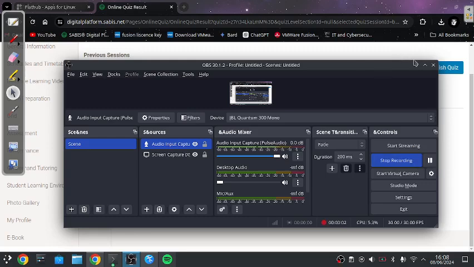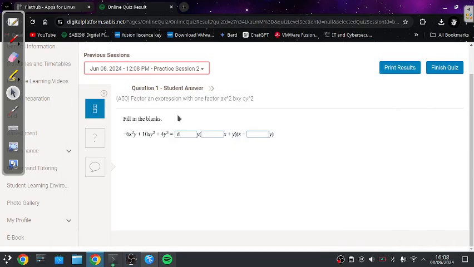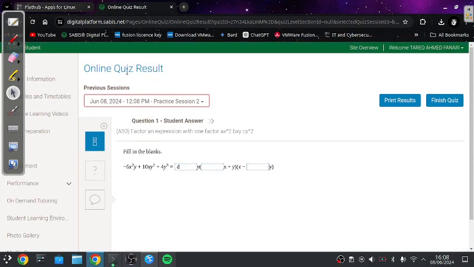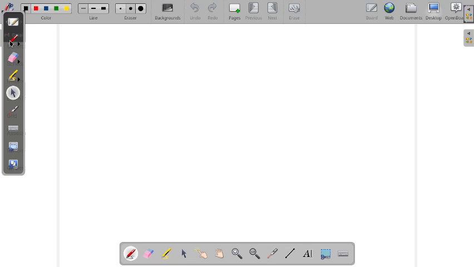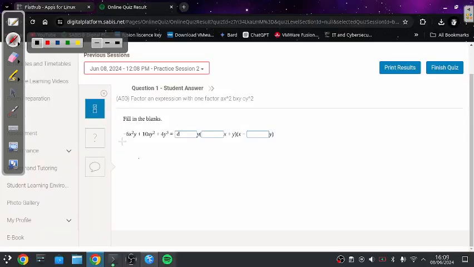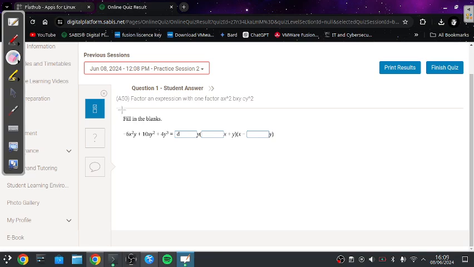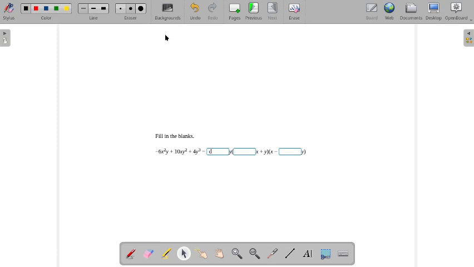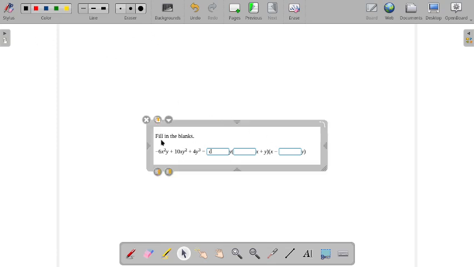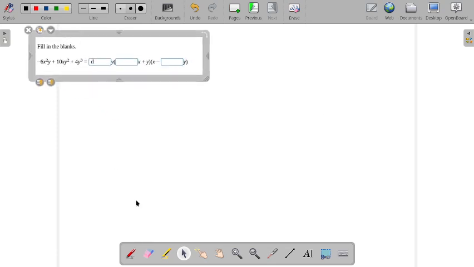Okay, so this is the quiz for, what is it, 2.2, I think. Yeah, it's going to be 2.2. So we start with question 1: negative 6x squared y. I'll just take it to another page so I'll have a bigger space to solve it. So, it's a new page. Okay, so I'll just move it here.